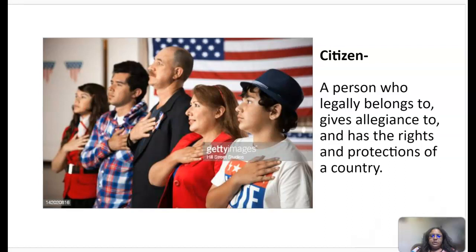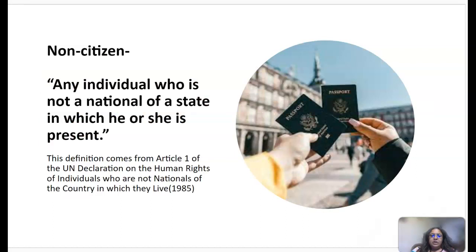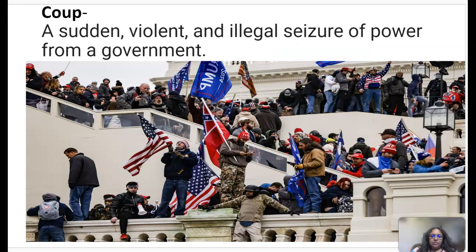Citizen, a person who legally belongs to, gives allegiance to, and has the rights and protections of a country. Non-citizen is any individual who is not a national of a state in which he or she is present. The definition comes from Article 1 of the UN Declaration on the Human Rights of Individuals who are not nationals of the country in which they live. Coup is a sudden and illegal seizure of power from a government.